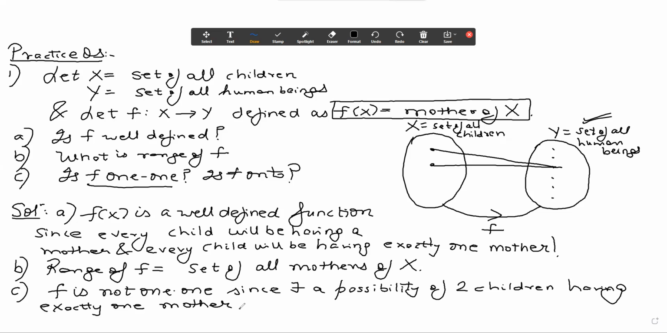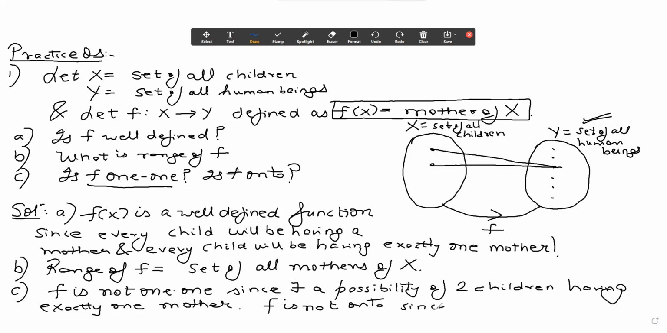And guys, is f onto? When will f be onto? f will be onto if all the elements in y are receiving arrows. But you will observe that only the mothers will receive arrows. If you have fathers in y, that will not receive arrows. Fathers will not have a pre-image. Brothers and sisters will not have a pre-image. Uncles and aunts will not have a pre-image. Who will have the pre-image? Only the mothers. That means f is not onto.